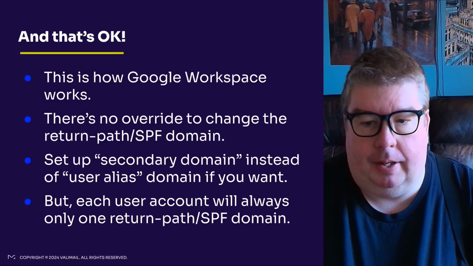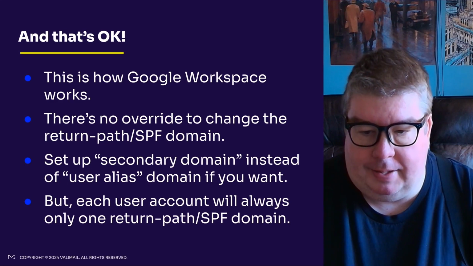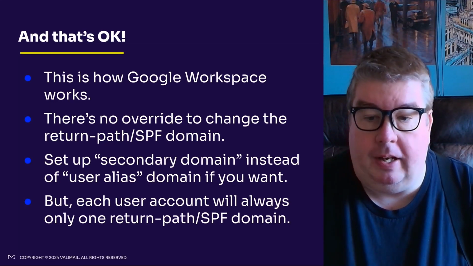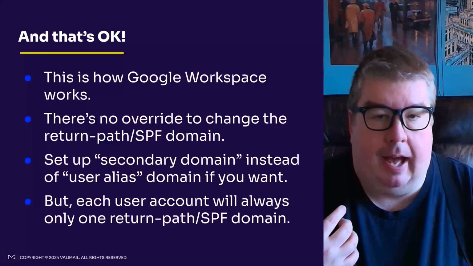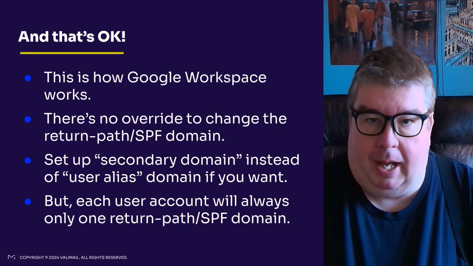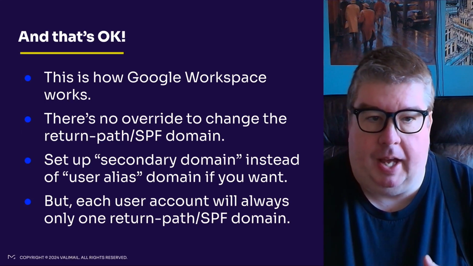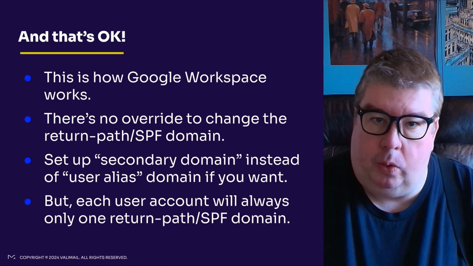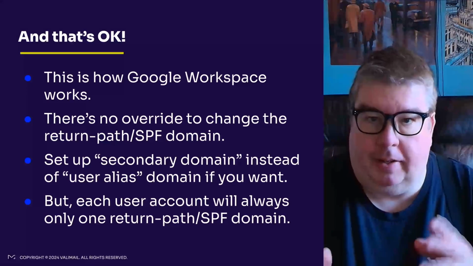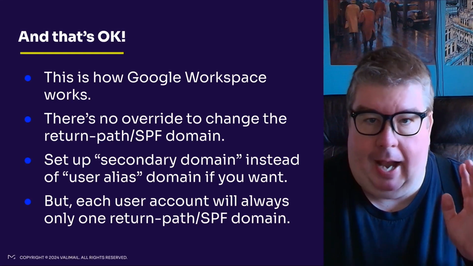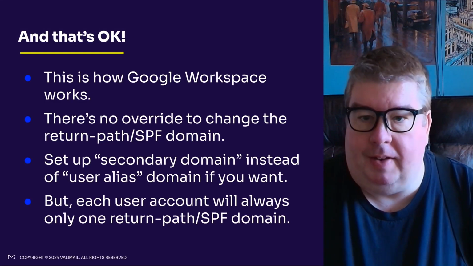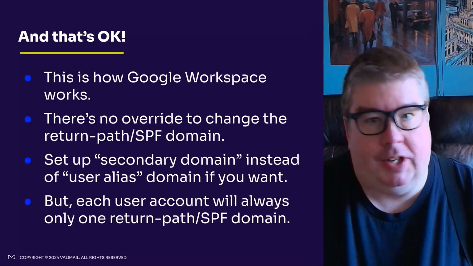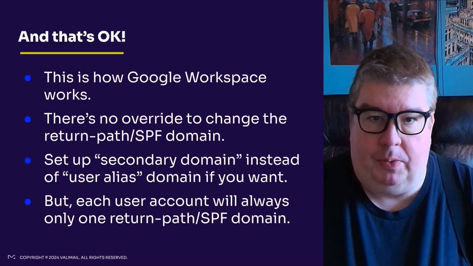You can set up a secondary domain instead of a user alias domain if you want. That'll let you actually have mailboxes at a totally different domain, but you lose the flexibility to send from both domains. I do this with my wife's bookstore. She's got her jarvisbooks.com set up as a secondary domain in my Google Workspace instance. So she's got Kate at Jarvis Square Books, and that always passes and aligns SPF and DKIM, but she has no way to send as any other domain. She can't send as Wombat Mail. She can't send as Spam Resource.